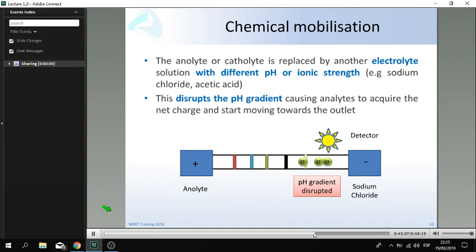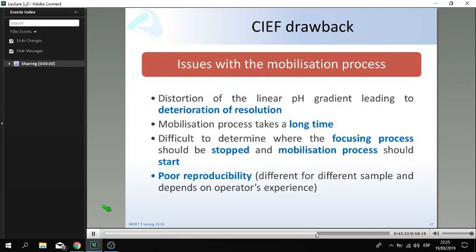And the sample, of course, because some samples are a bit more sensitive than the others. But of course, I'll show you some of our ones. So this would be chemical mobilization. Basically we're just disrupting that pH gradient, making everything charged again, and then because things are charged, they just start moving inside the fluid.